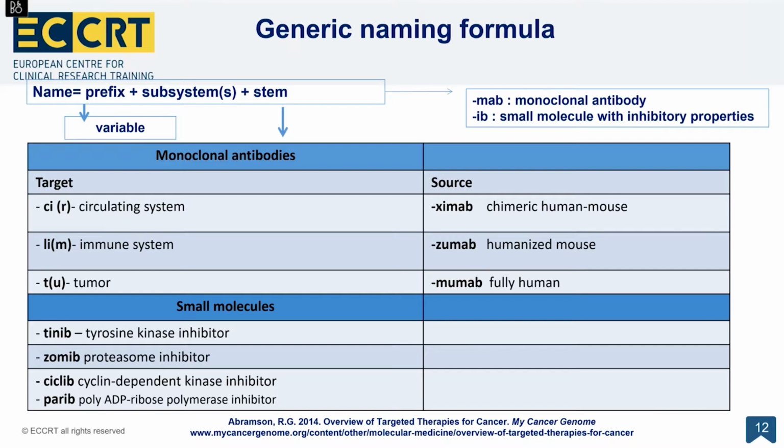And of course, to take a look at the small molecules, most of the time tablets ending on an IB, depending on the way they work, you can see that they end in a different way. Erlotinib, lapatinib, you can have different drugs telling you something about the way these drugs work. I can suggest going through the link that you can see on the bottom of the slide, where you can find a lot of information about the generic naming formula of these drugs.